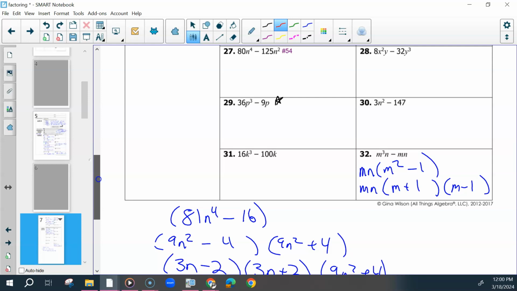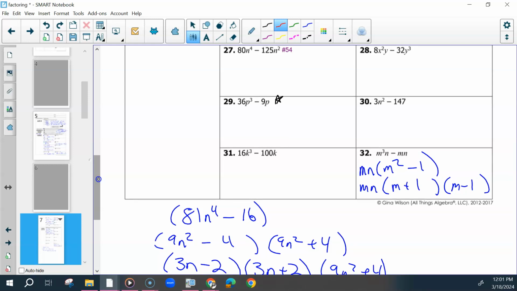I cannot use difference of squares here because while 36 and 9 are perfect squares, these are odd powers, which means I'd have to take out the GCF first. So if you have like 3m cubed minus b squared, that wouldn't work because you have to take out the GCF. If you have an odd power, you have to take out the GCF first. Difference of squares only works if your exponent is even.